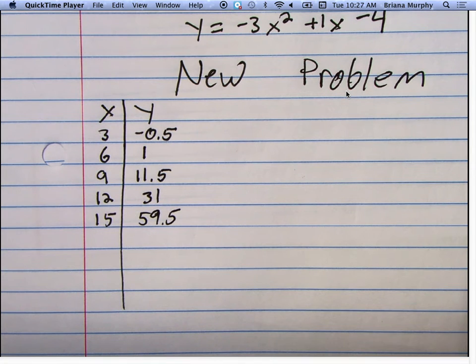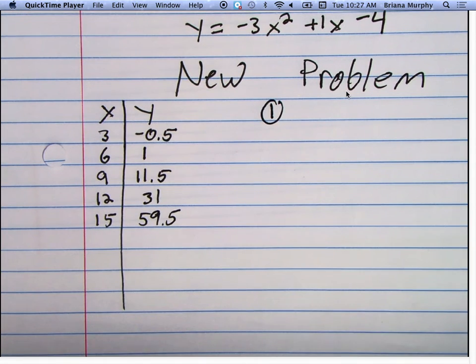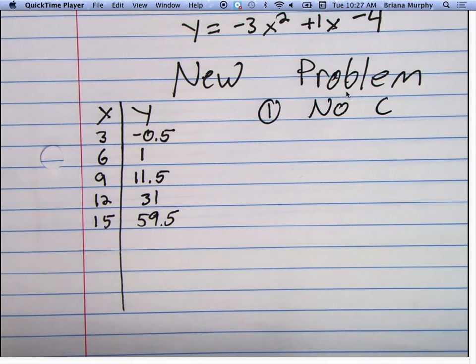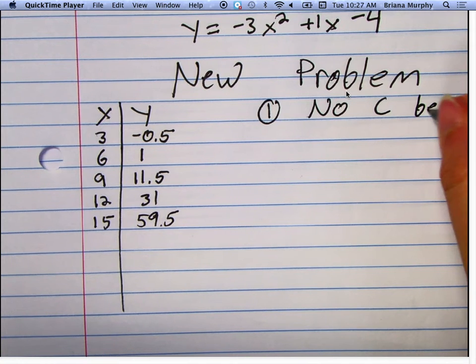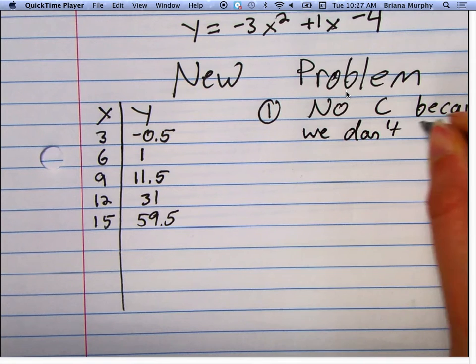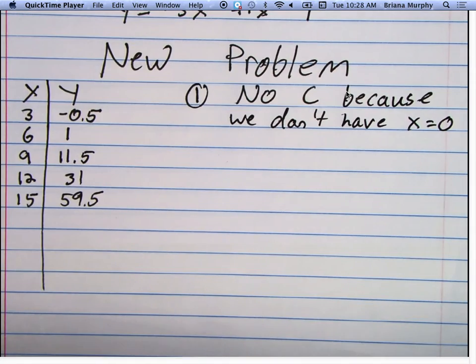Everybody's got this down? All right, what is the first thing you notice? So if we look at our other problem as an example, what does my first step tell me to do? Find C. Okay, no C. We don't have C easily because we do not have x equals 0. All right. So we're going to have to do this multiple times then.